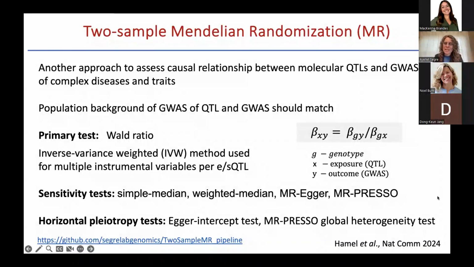And so we applied, as a primary test, the Wald ratio, which looks at the ratio of the beta coefficient from the complex trait GWAS to the beta coefficient of the eQTL or sQTL, and used an inverse variance weighted method when there were multiple independent eQTL variants that we used as instrumental variables for the MR analysis. We also applied several other tests as sensitivity analysis: the Egger intercept test and the MR-PRESSO global heterogeneity test, to test for horizontal pleiotropy.